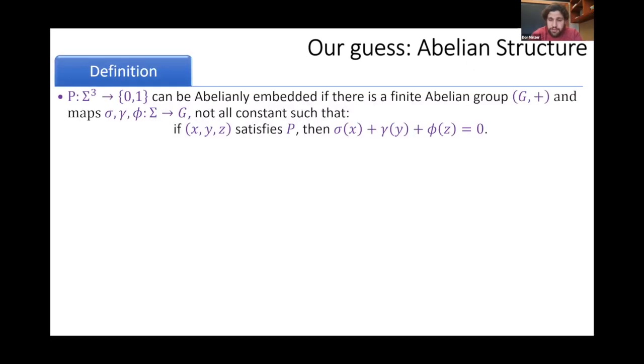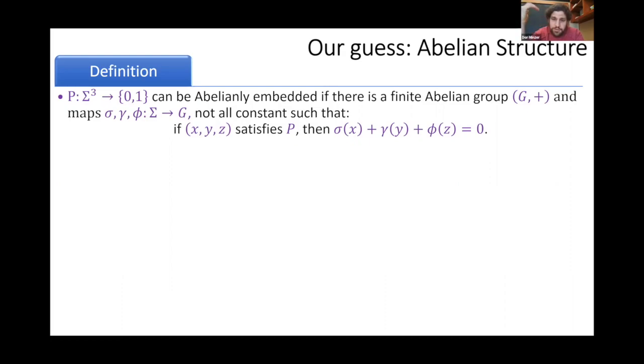And here is one way to do it. So suppose we have a predicate P from sigma cubed to 0, 1. We say that P can be linearly embedded if there is some abelian group G, with an operation plus, and 3 maps from sigma to G that are not trivial. They are not all the constant 0 function. And these maps say that if you take anything that evaluates to 1 in P, apply these maps on x, y, and z, and add up, then you get a 0.